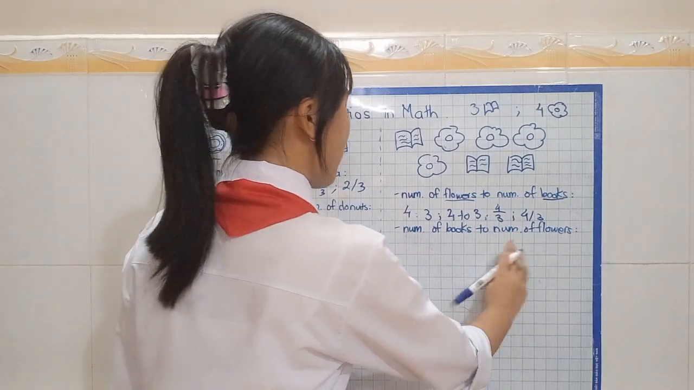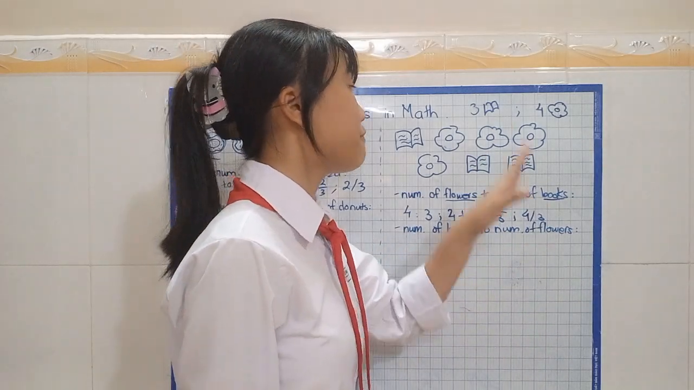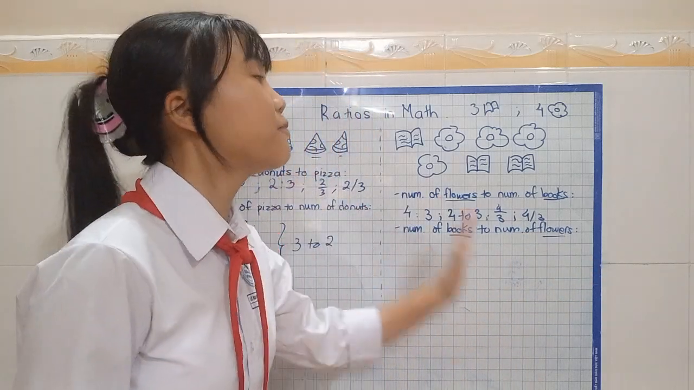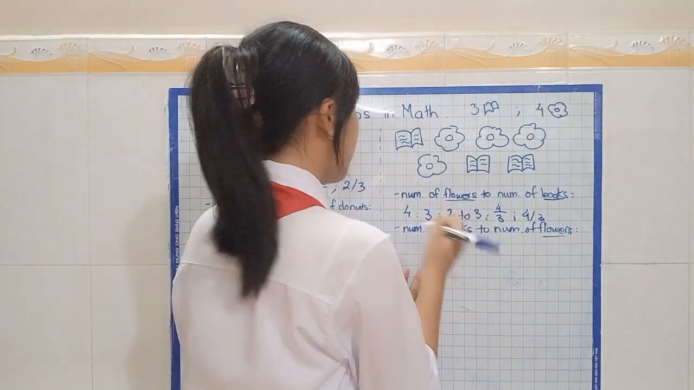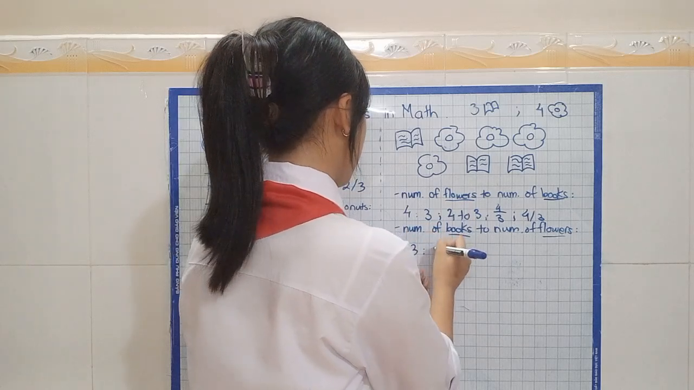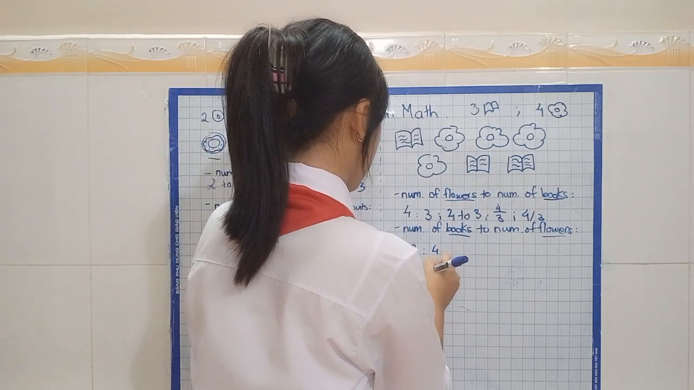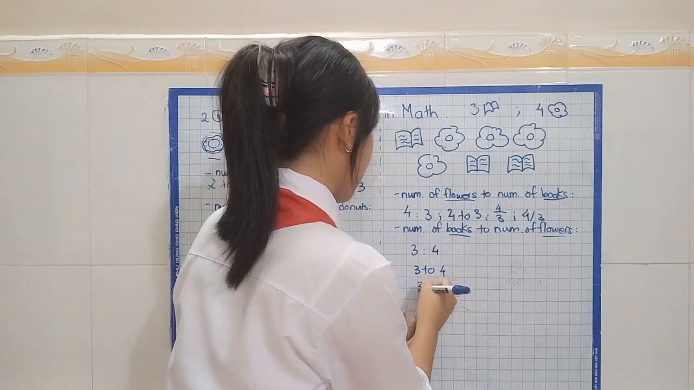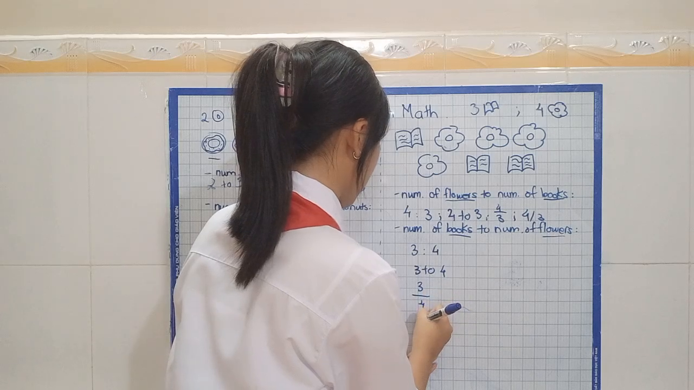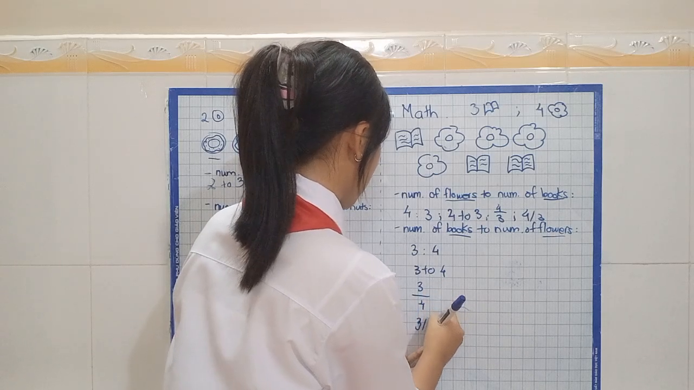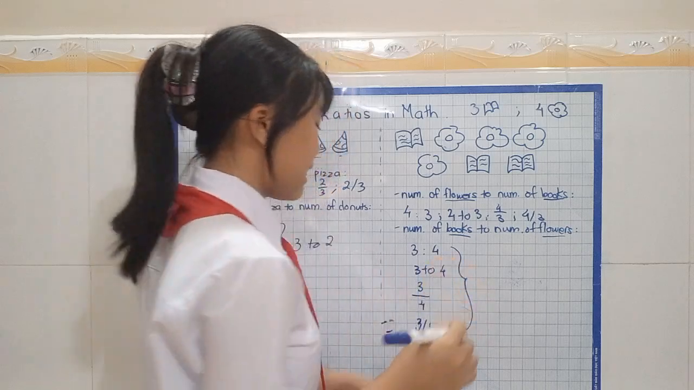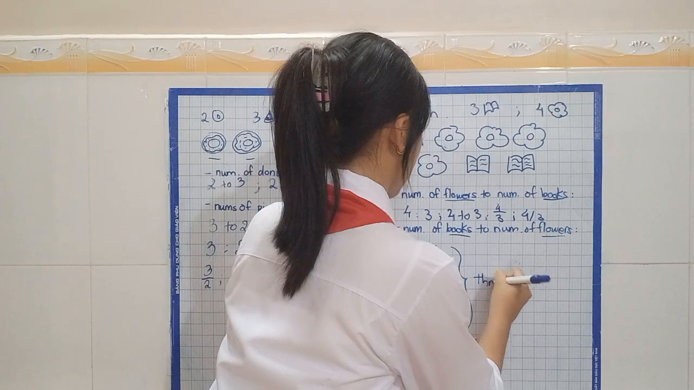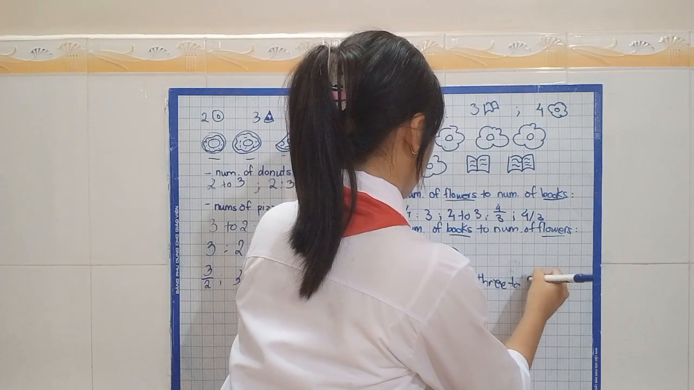Okay, now one other thing, the number of books to the number of flowers. So now you can see the books before the flowers, so we will put the 3 before the 4. So we would have some ways to write it as 3 to 4, 3:4. We could write it in fraction form, like this. And all of these ways to represent the ratio of the number of books to the number of flowers are read as 3 to 4.